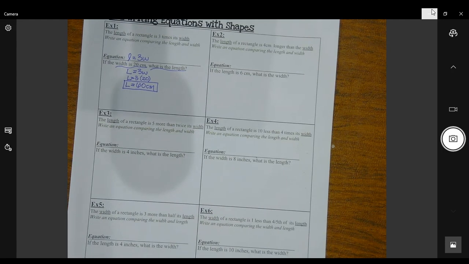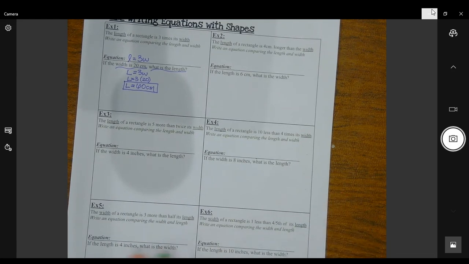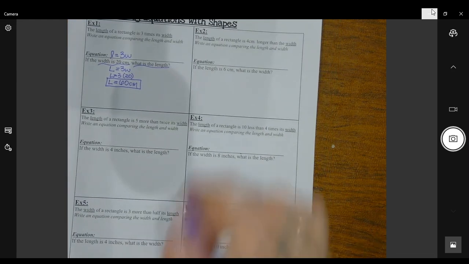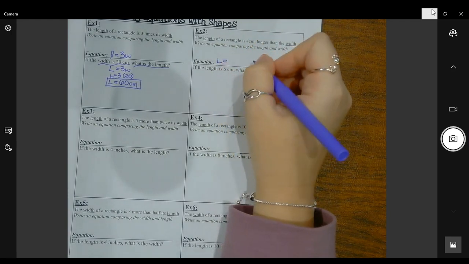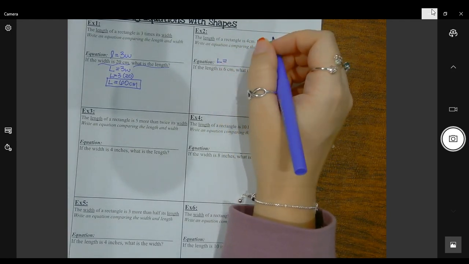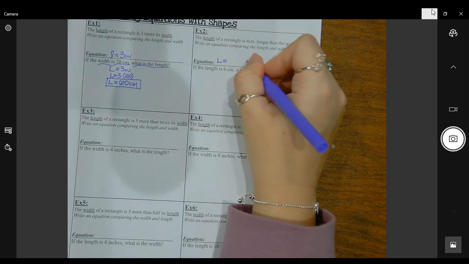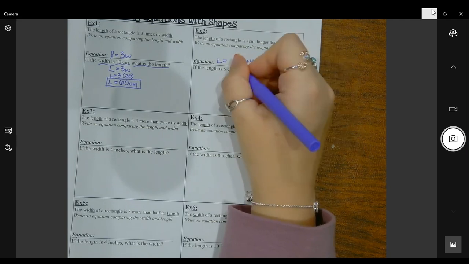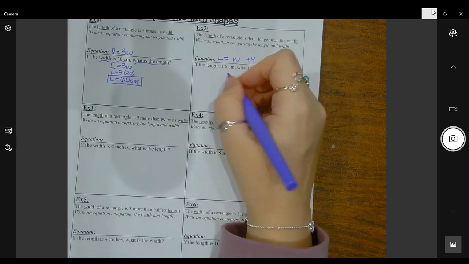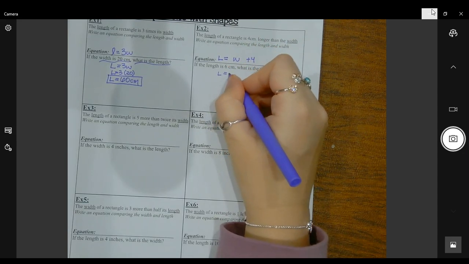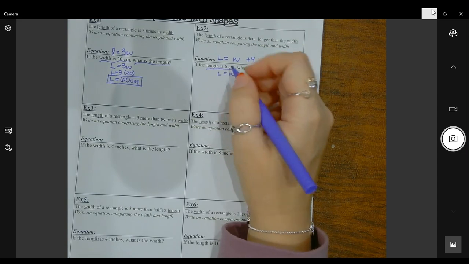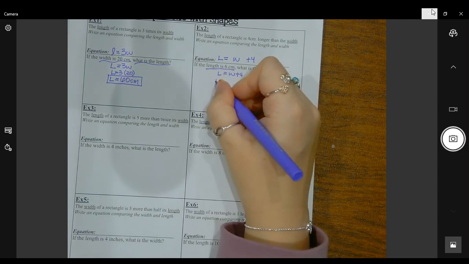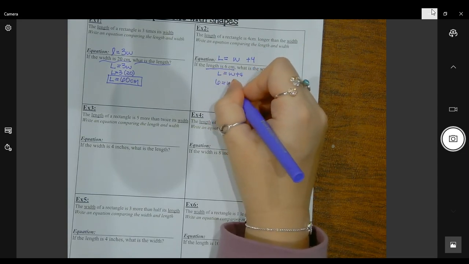Okay, so for number 2, it says the length of a rectangle, so L for length, is 4 centimeters longer than. So I'm adding 4 centimeters to what? The width. Okay, so the equation is L equals W plus 4. And then they told me the length is 6. So I'm going to replace the length, or L, with 6.